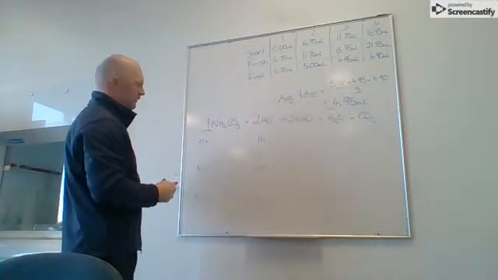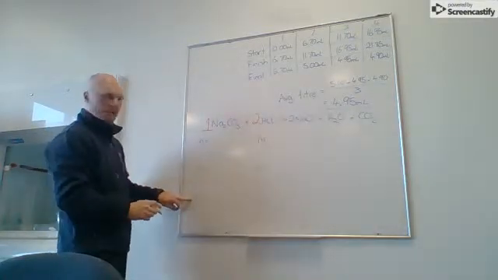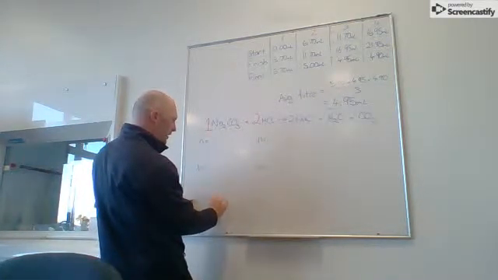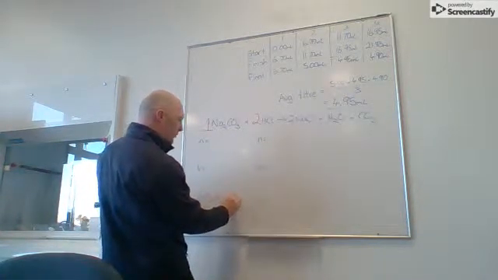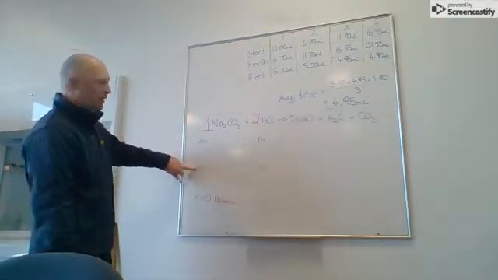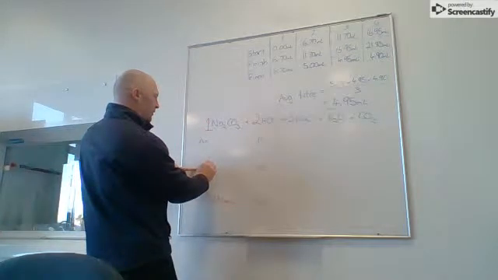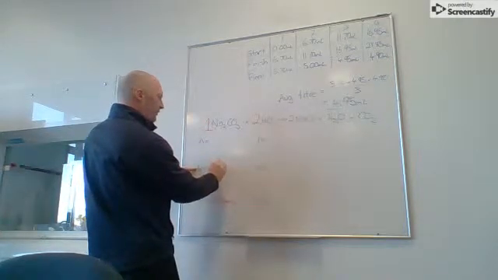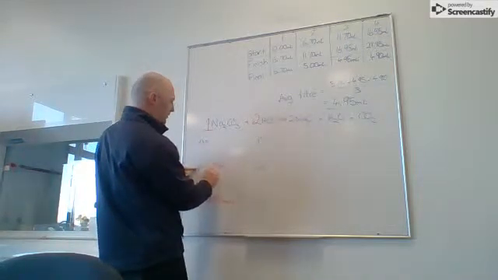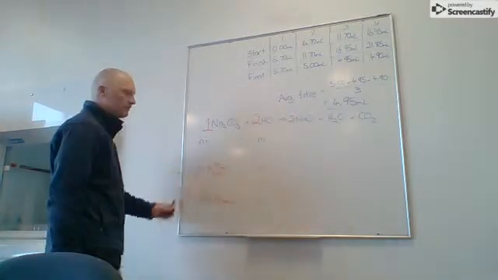What else do we know? We know the concentration of the primary standard we made up. That was 0.131 moles per litre. The average titre was 4.95 mLs, but we don't work in mLs, we work in litres. So we're going to divide that by 1,000.